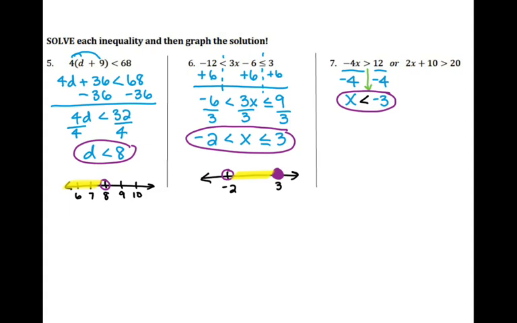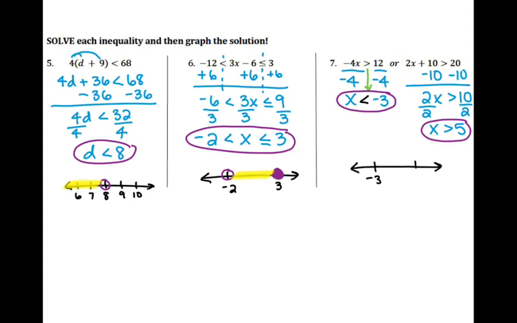For my second one, I'm going to subtract 10 from both sides. That gives me 2x is greater than 10, divide by 2, and this time I do not need to flip because I was dividing by a positive 2. Okay, so my inequalities are saying that x is less than negative 3, or x can be greater than 5.